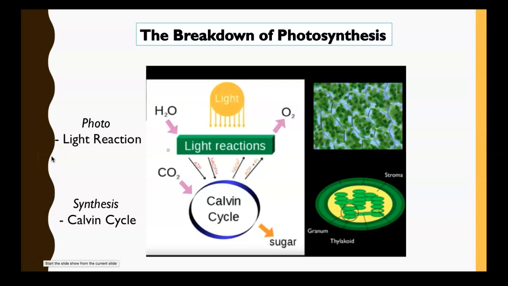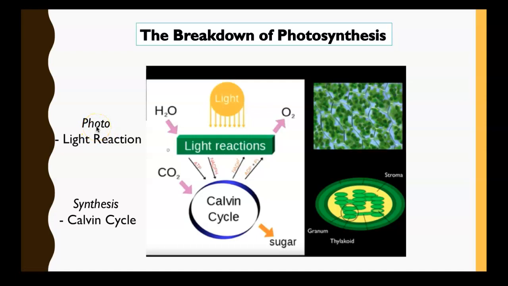Okay, so on this slide, what we're going to discuss is we're going to break down the actual process of photosynthesis into two different parts. Those two parts would be the light reaction and the Calvin cycle. And how we're doing this is we're simply just breaking down the word photosynthesis into its two parts. Photo, which means light, and synthesis, which means to make or to produce. So first, what we're going to start with is the light reaction, or the photo portion of photosynthesis.